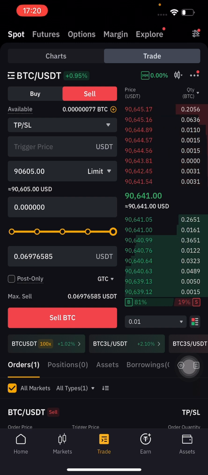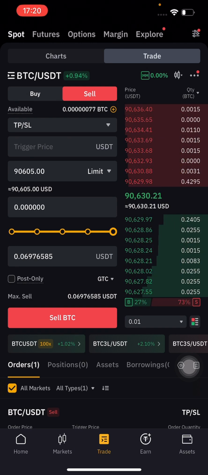I hope you were able to get a thing or two from here, and I hope I was able to make you understand how to do spot trading on Bybit, guys.